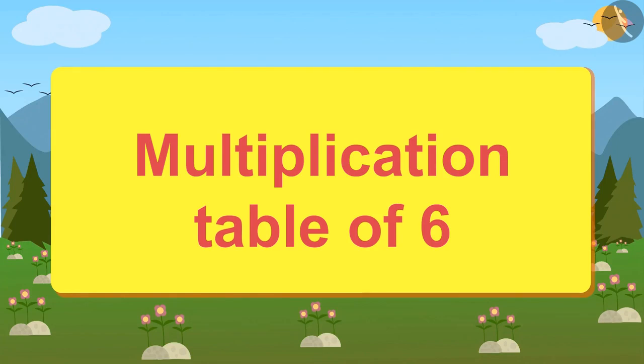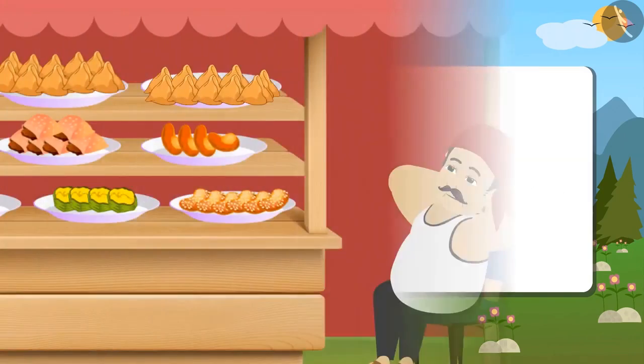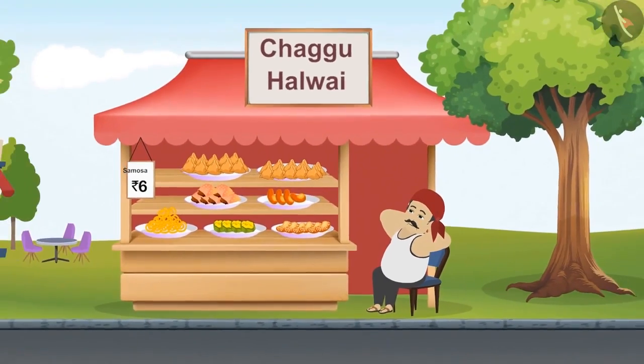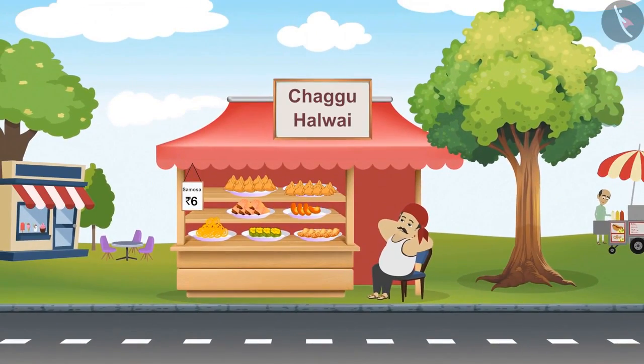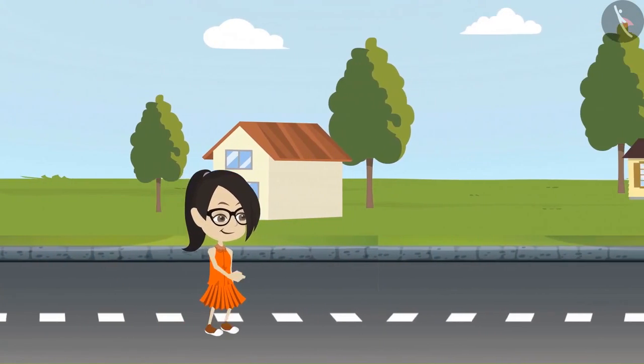Multiplication table of 6. Today we will learn multiplication table of 6. Chaggu Halwai makes very good samosas. Vandana is going to get samosas from Chaggu Halwai's shop.